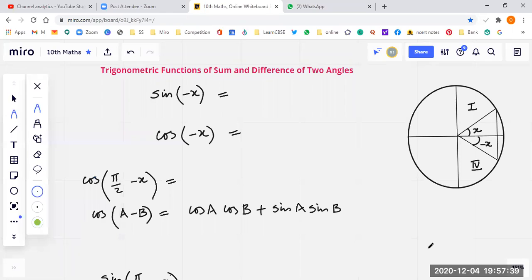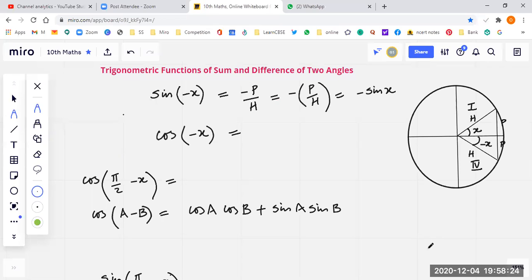Now, what is sine of minus x? Sine of minus x is basically this perpendicular divided by hypotenuse. But this perpendicular is negative. So it will be minus p by h. Right? I can write it like this, minus of p by h. Now with the same angle, these two triangles will be congruent. So this will also be p and this is h. So p by h is sine x, right? So this is equal to minus sine x.